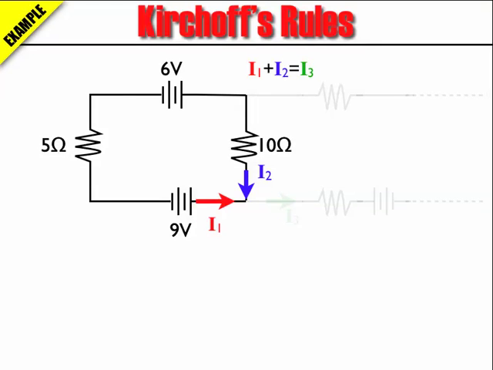For the loop rule, I'm going to ignore the right-hand side of the circuit and just focus on the left-hand side. And there's the current I1, because the 9-volt battery, the 5 ohm resistor, and the 6-volt battery are all in series, so they all have the same current I1 going through them. Now I'm going to look at my batteries and identify positive and negative signs, so I know where the high and the low energies are.